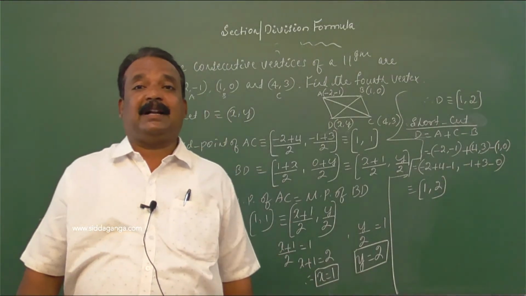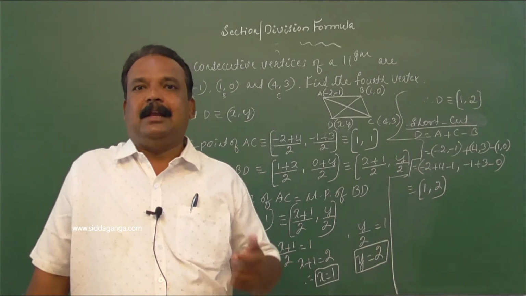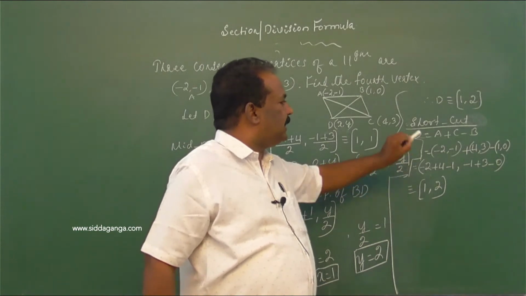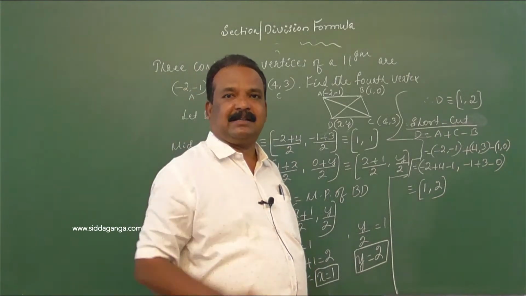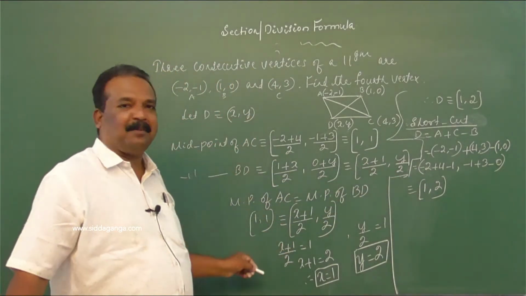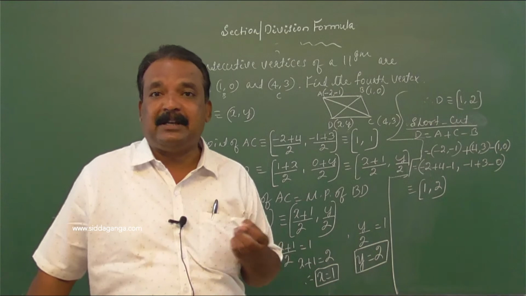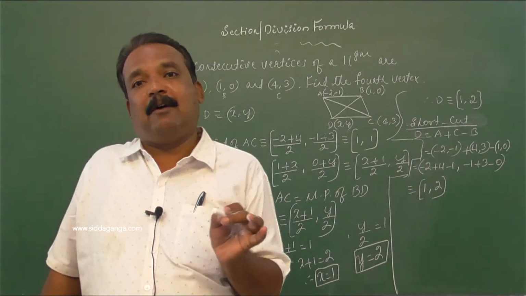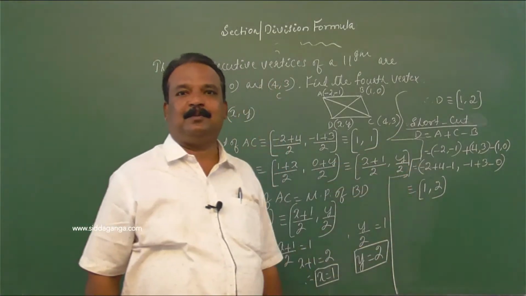To find the fourth vertex, not only in the case of a parallelogram, it may be in the case of a rectangle, rhombus or square, you can make use of the same formula. Fourth vertex D is equal to A plus C, first vertex plus third vertex minus second vertex, that is B. But in the annual exam we must show the detailed method, we cannot use the shortcut. For a competitive exam, if the same question is asked as multiple choice, then you can make use of this method, because in multiple choice the answer is important, how you got the answer is not important. Yes, this is (1, 2).